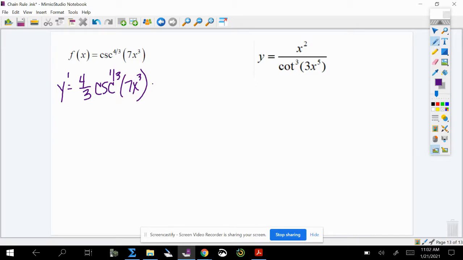Then you're going to take the derivative of cosecant, which is negative cosecant cotangent. This one gets kind of long. And my angles are still 7x cubed.